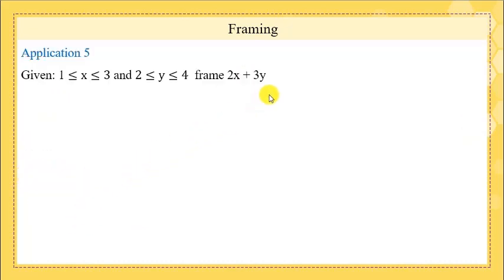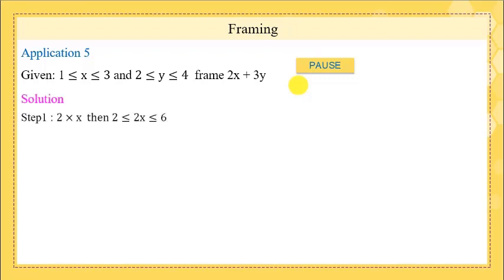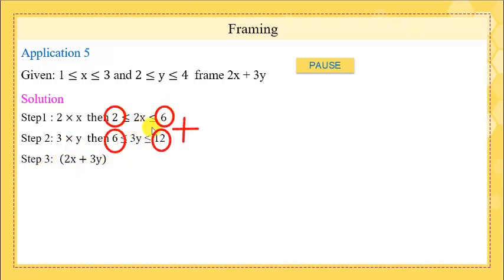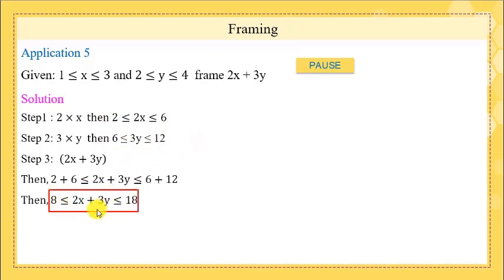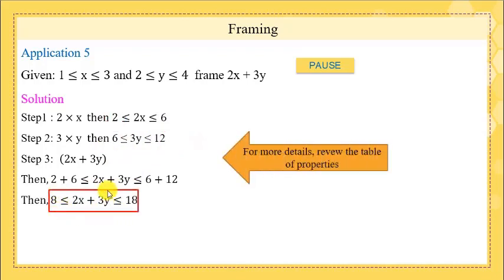Application 5. Try by yourself and stop the video. Okay, first of all, we find 2x. We multiply x by 2 and we multiply the boundaries by 2. Also, we find similarly 3y. Step 3, we add the boundaries of 2x plus the boundaries of 3y to get the framing of 2x plus 3y. More details in textbook.